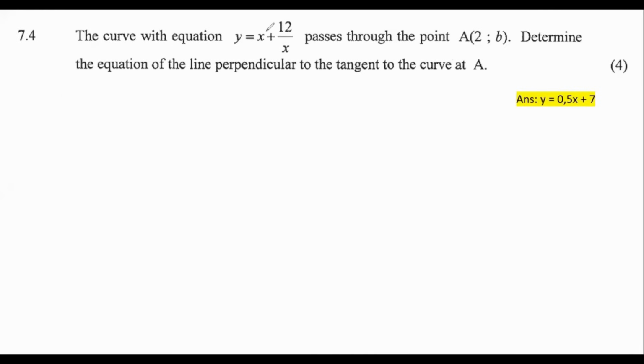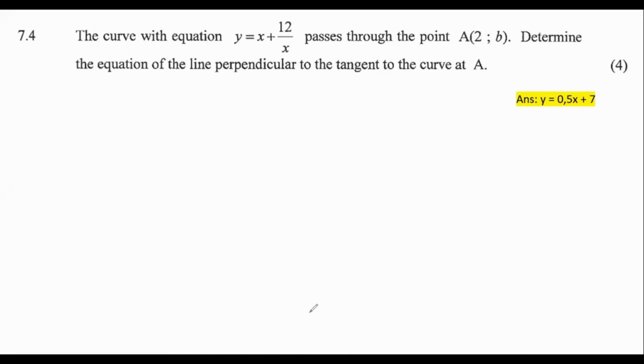The curve with a certain equation passes through the point A. Determine the equation of the line, which is perpendicular to the tangent at A. Now, for some of us, when we read this, we're going to be like, oh my gosh, what does this even mean? I know, right? It's super weird. So let me try to draw a picture for us and try to make it a bit easier to understand.